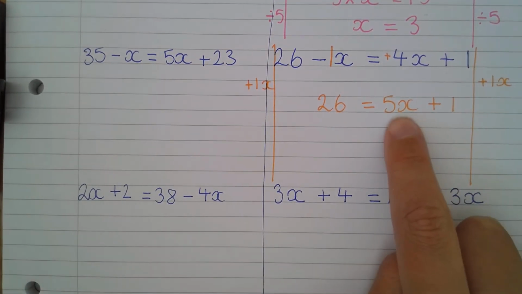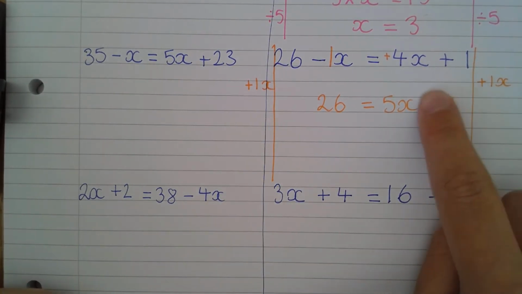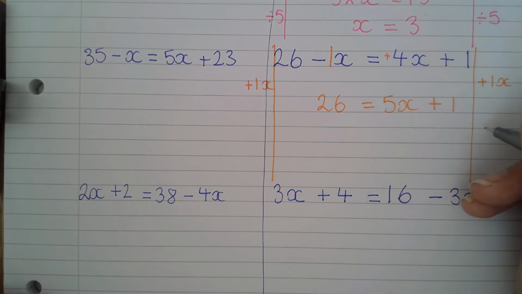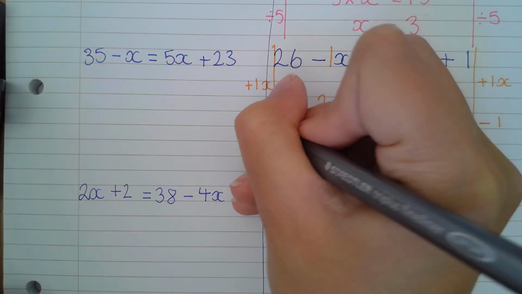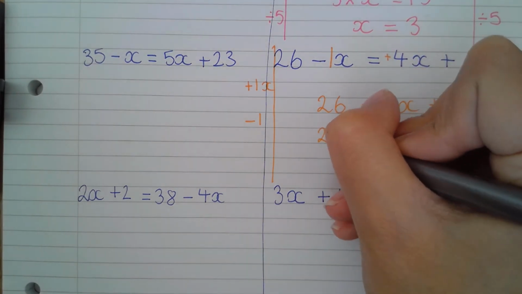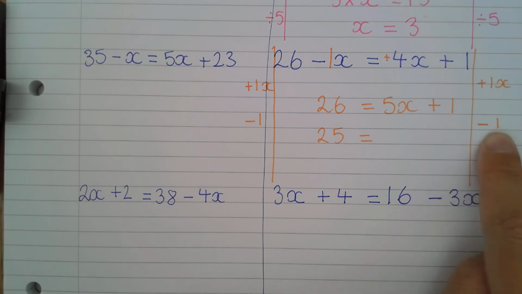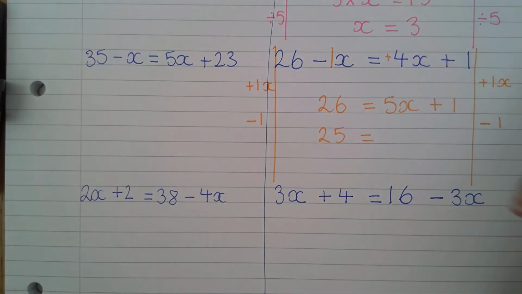Now I've got all my x's on one side, I need to get my numbers on the other side, so I need to do the opposite of this. Opposite of plus 1 is take 1. 26 take away 1 is 25 equals plus 1 take 1, they disappear, so you're just left with 5x.